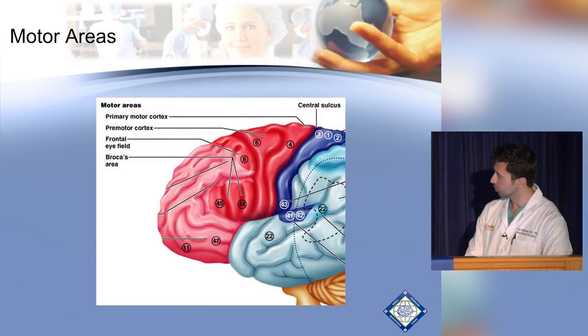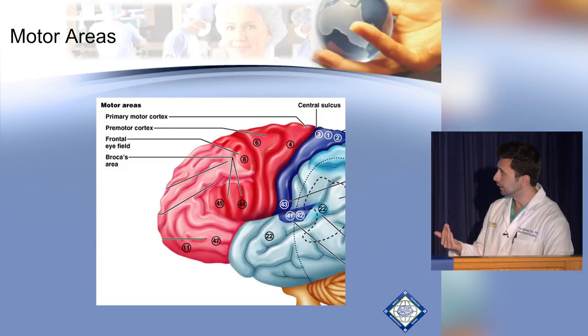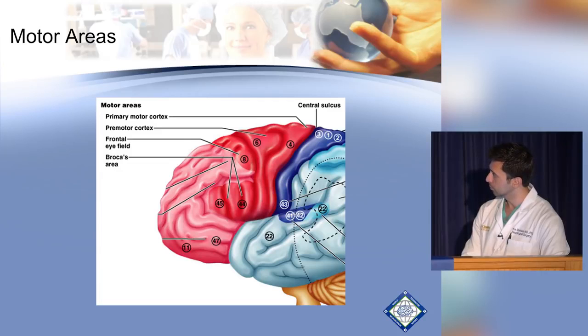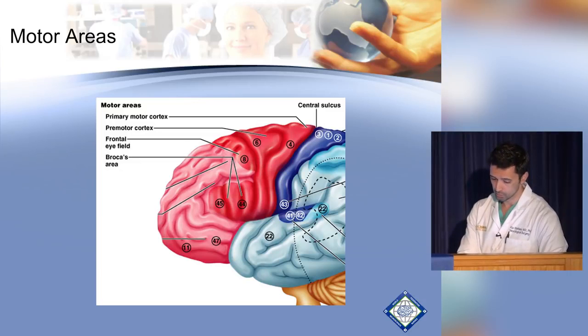If we move back to this darker red area, this is the more posterior portion of the frontal lobe. And this is the motor area. And so the motor area has multiple regions. There's a primary motor cortex, which is Brodmann area 4. And then there are premotor areas. There's an eye field and a language field here.